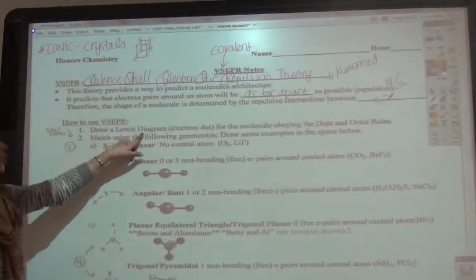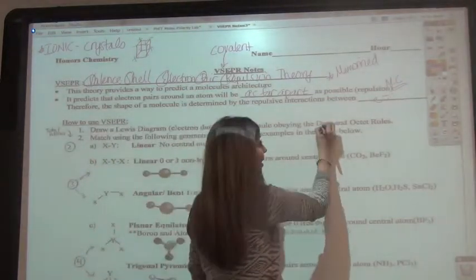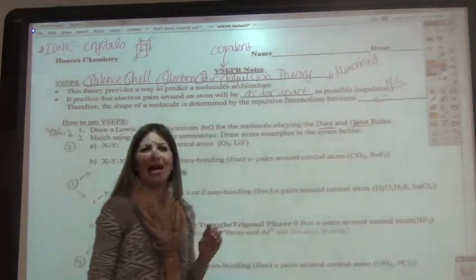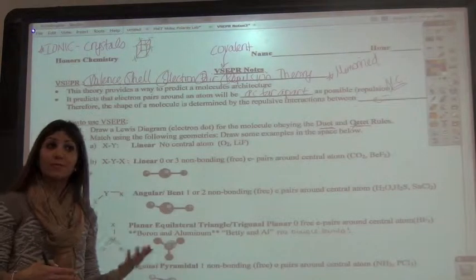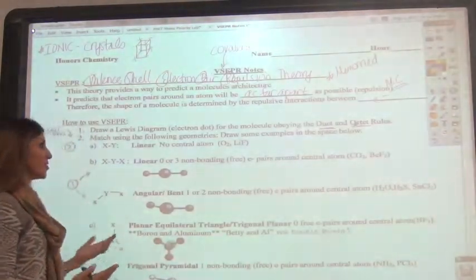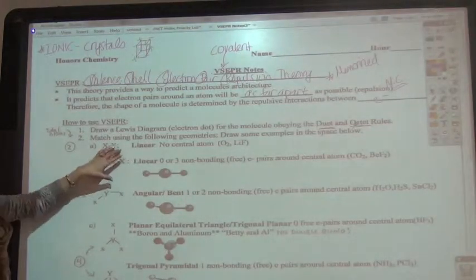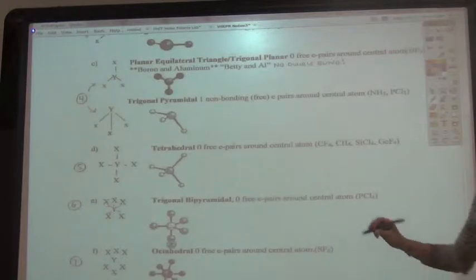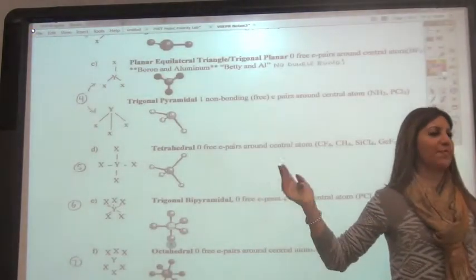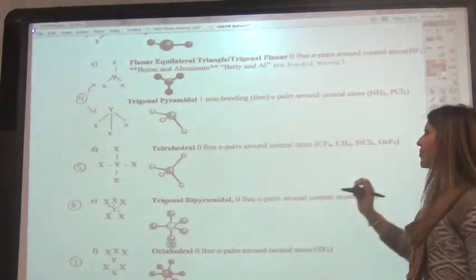The first one is we're going to draw a Lewis dot diagram where we're going to use the duet and the octet rules, which means 2 and 8 electrons. There are some exceptions, so we will talk a little bit about those exceptions again today. And then what you're going to do is you're going to use this chart in order to match what type of shape the molecule has, okay?